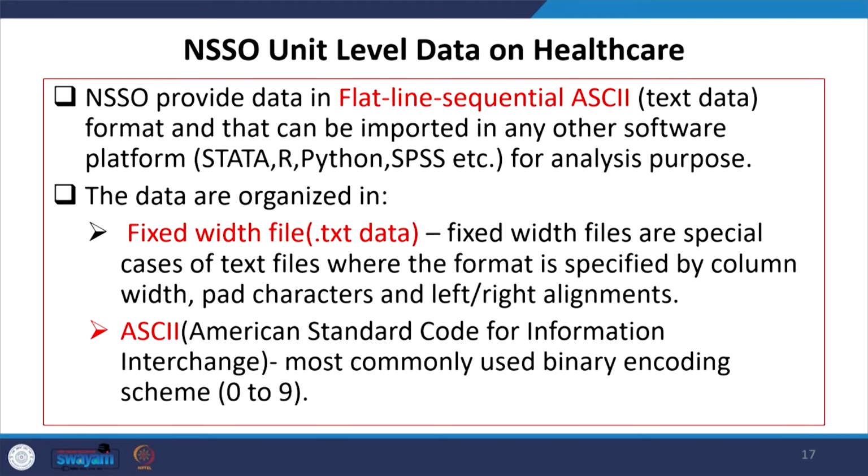Now, the data are organized in various forms. One is called fixed width sample, in .txt data. Fixed width files are special cases of text files where the format is specified by column width, the pad characters and the left or right alignment. Then in the ASCII format, that is most commonly used, binary encoding schemes with 0 to 9 digits.